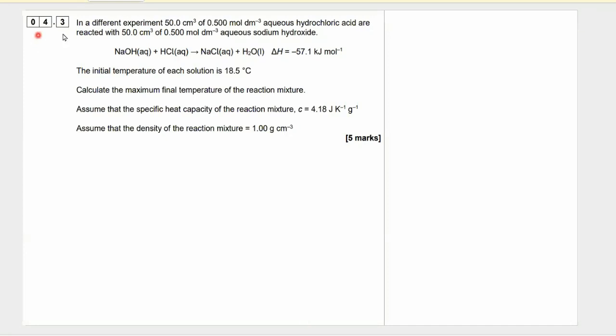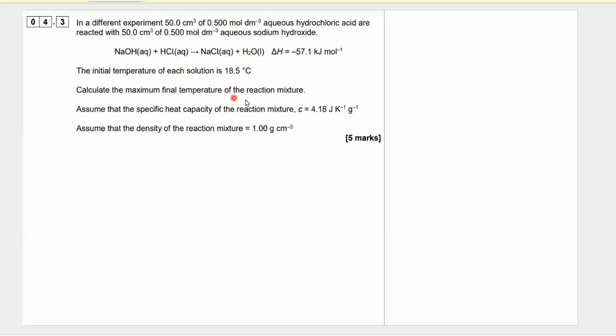Okay, 4.3, in a different experiment, 50 cm³ of 0.5 mol/dm³ aqueous hydrochloric acid are reacted with 50 cm³ of 0.5 mol/dm³ aqueous sodium hydroxide. You can see from the equation that it's a 1-to-1 reaction. We have an enthalpy change here of minus 57.1 kJ/mol. The initial temperature of each solution is 18.5 degrees.